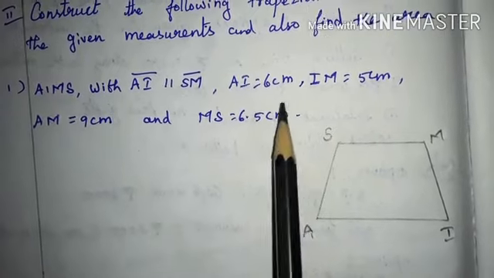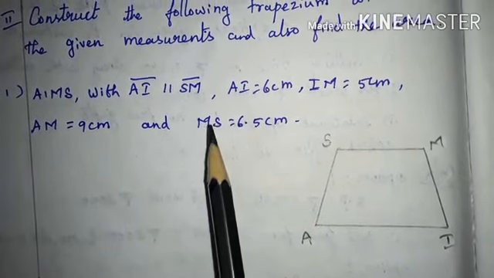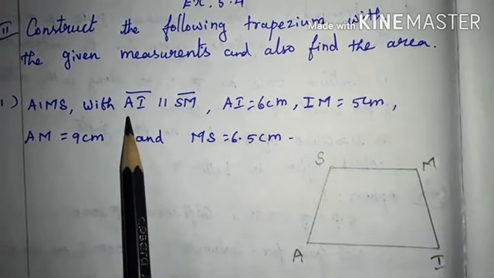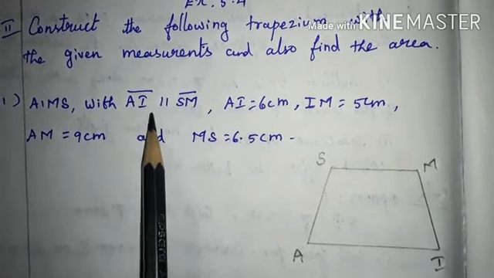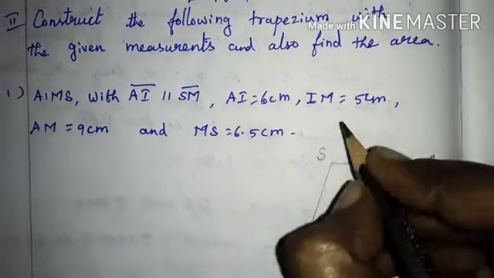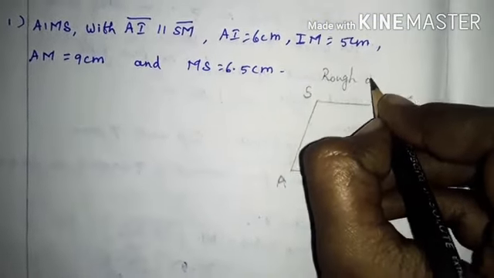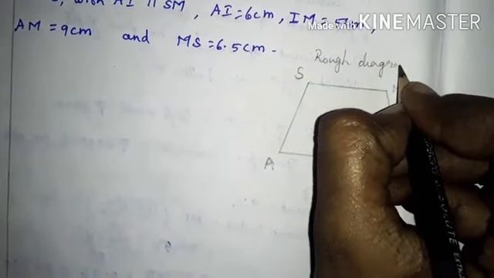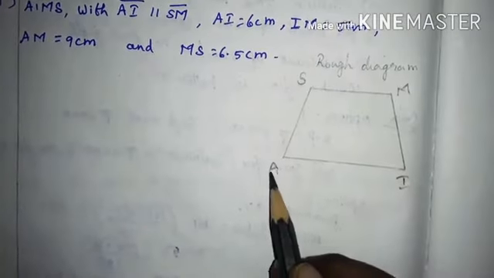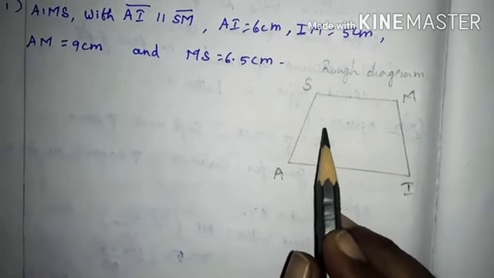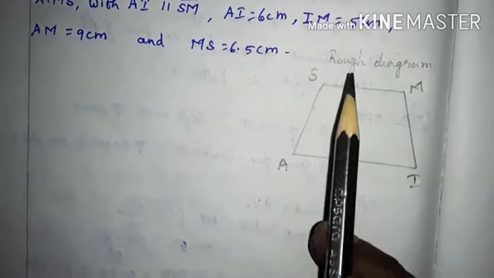They have given the measurements of 3 sides and 1 diagonal, and they have given the sides which are parallel. AI is parallel to SM. This is the rough diagram. First you have to draw the rough diagram of trapezium AIMS. After drawing the trapezium, you have to mark the measurements.